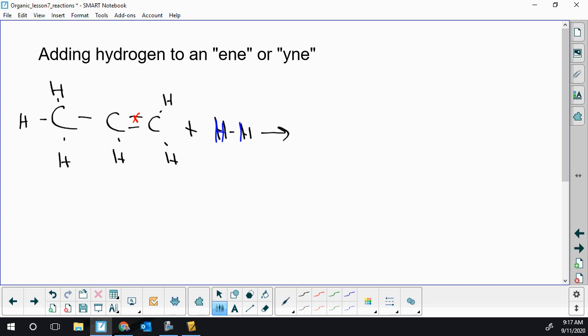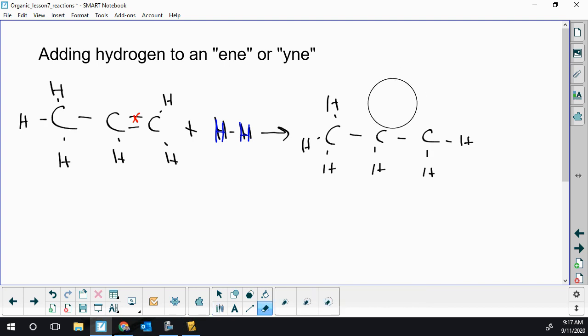You don't have to update your notes. I'm just going to color code this. You certainly don't have to color code answers. I'm drawing in all of these sigma bonds that never changed. There's a broken bond. This bond is going to break, and hydrogen will add in its place. So we're switching from an ene and turning it into an ane.